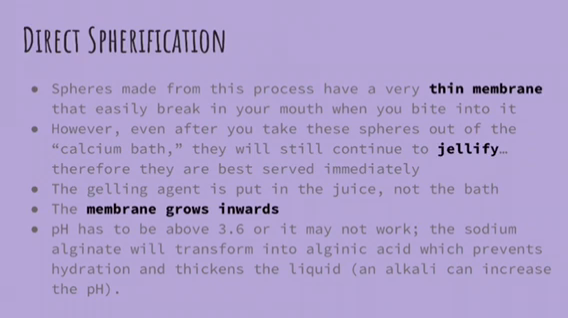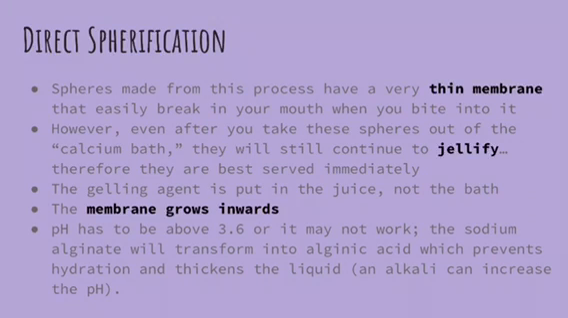So the first type of spherification I'm going to explain is direct spherification, and this is the most general or basic type of spherification. I've kind of been explaining this process all along. All the types of spherification are very similar. They have minor differences, but basically in this process, the spheres that are made have a very thin membrane that easily breaks in your mouth when you bite into it. So that's one of the big pluses of this process.